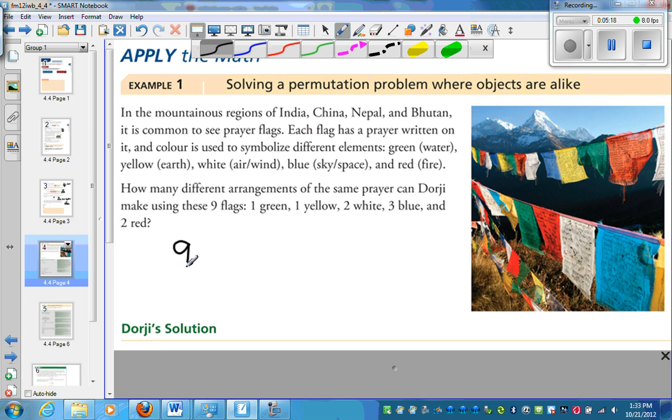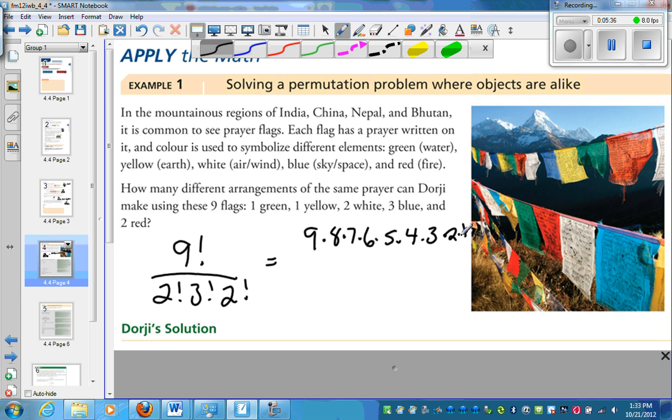So what we would do is we would go 9 factorial divided by 2 factorial, 3 factorial, 2 factorial. And what I would do is I would actually write this out, and I would see what gets canceled. So this is 2, 1, 3, 2, 1, 2, 1. So I can see right away that that would cancel out. My 3's would cancel out.